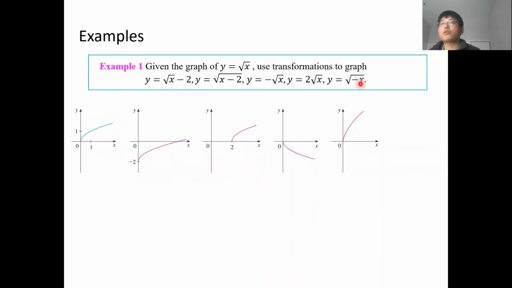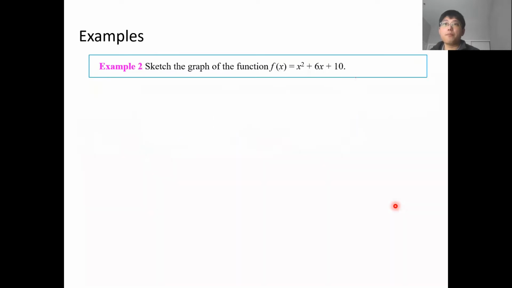For the last one, because your negative sign is now inside the parenthesis, you are supposed to reflect it about the y-axis. So this is what you will get. All right, so this is example 1.